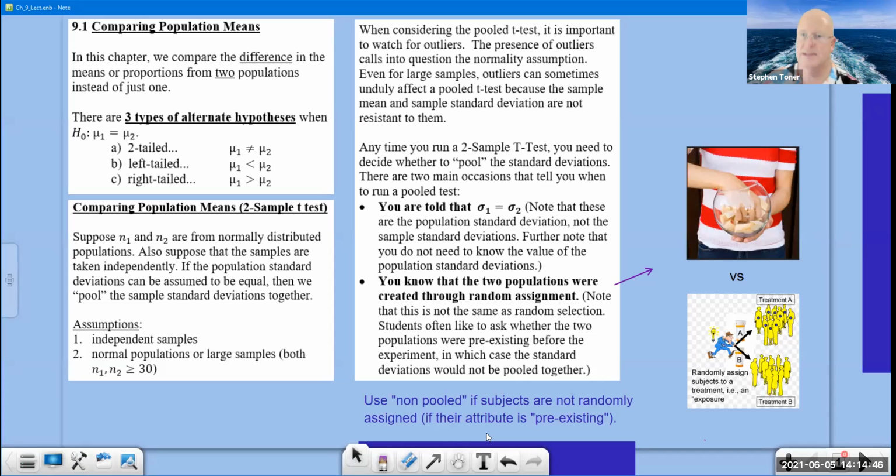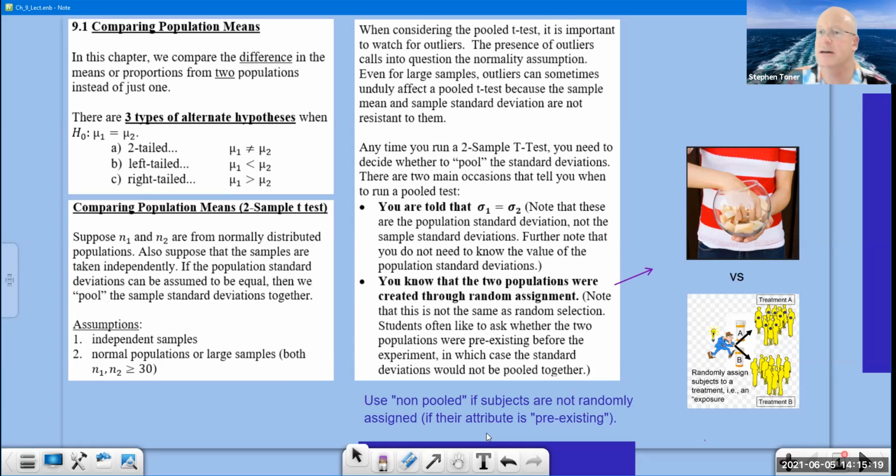For example, let's say we have a population of men and a population of women. Those are two populations that are independent of each other. And we don't flip a coin to determine whether you're going to be a guy or whether you're going to be a girl. You already are one or the other. There's not a random assignment. So I usually say in that case, your condition, your gender, so to speak, is already pre-assigned or predetermined. And that is what tells you you will not be pooling the standard deviations in that case.